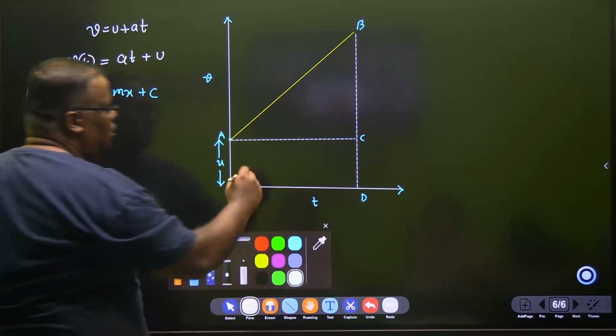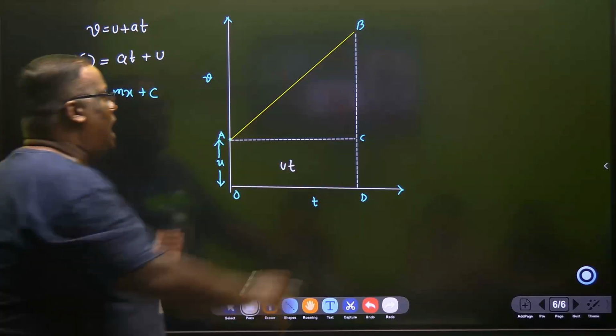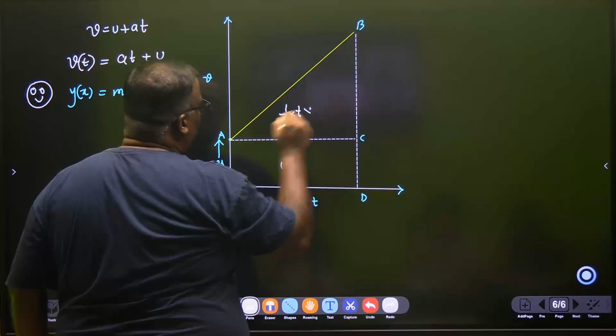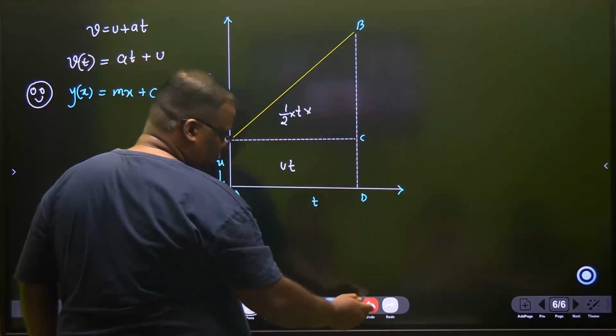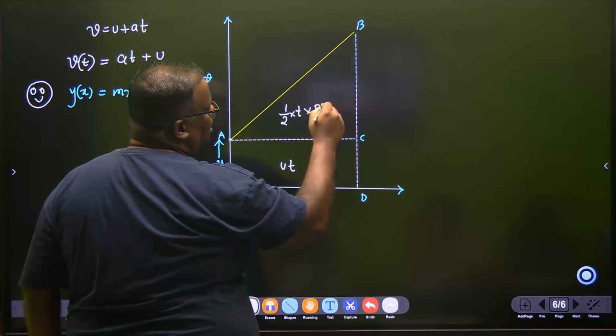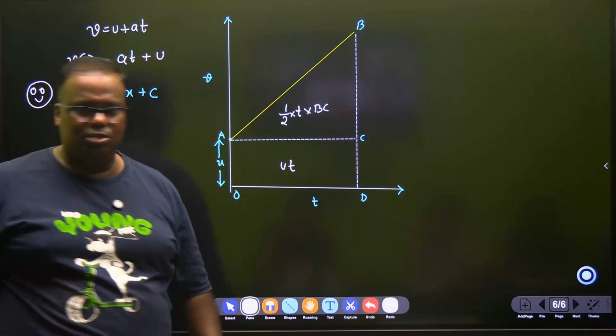Tell me, this much portion area will be what? U into T, U into T. And area of the triangle, base into altitude. Altitude is what? Let us see. Altitude is BC. I don't know what is the value of BC. So bad. I don't know what is BC.